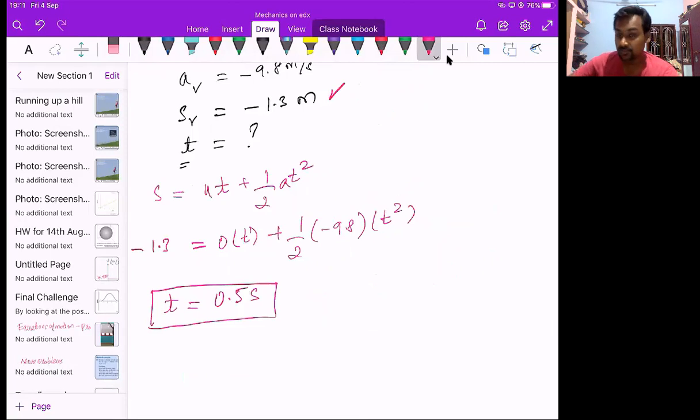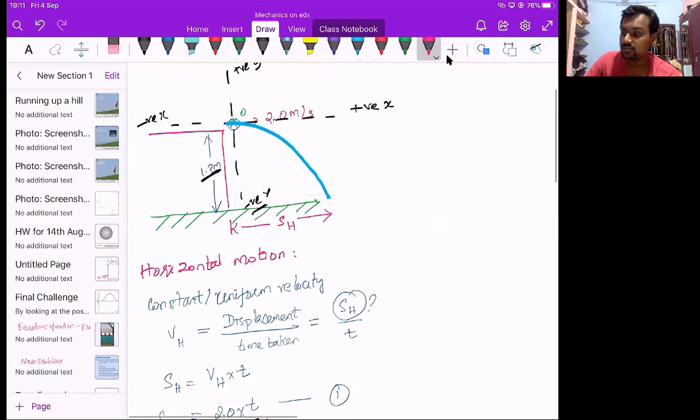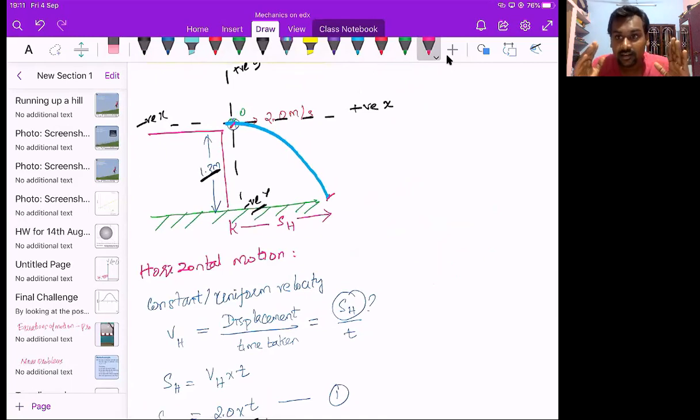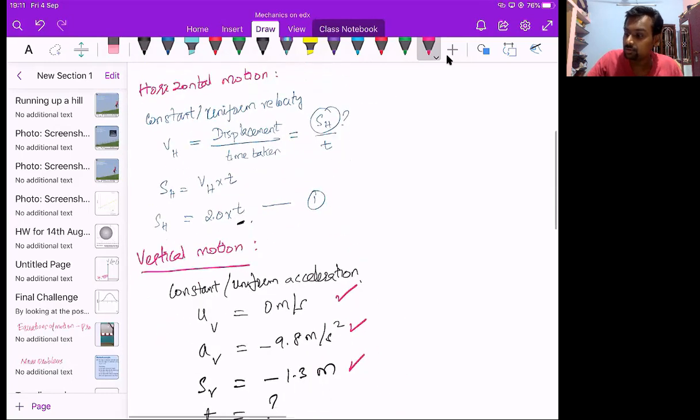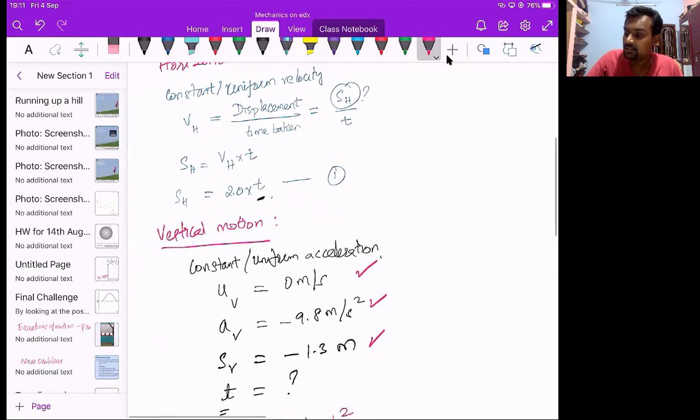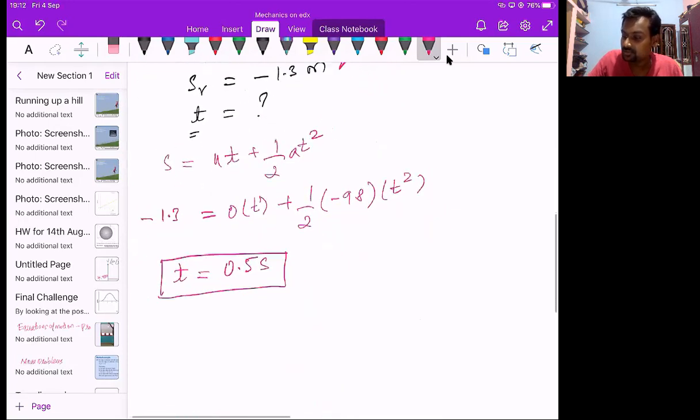So this time is nothing but the time taken for the ball to undergo this projectile motion. It's actually taking 0.5 seconds to move from this point to this point. Please remember, at the end of the day, it is actually undergoing both the vertical and the horizontal motion simultaneously. For the sake of our understanding, we are breaking it down into vertical and horizontal motion.